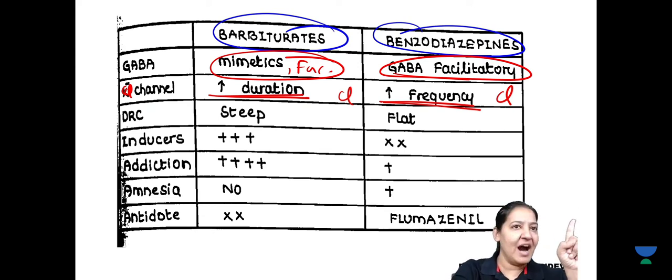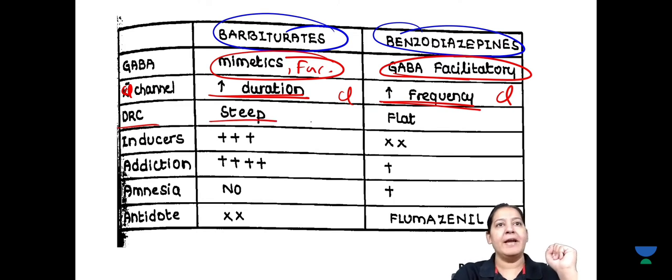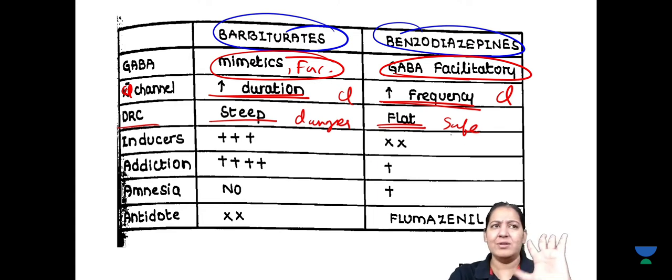Here the DRC is steep, that's why it is a dangerous drug. Even a minute increase in dose can cause death. Dangerous drug. Here it is flat, so it is a safe drug. If the dose increases there, it is not death, right?